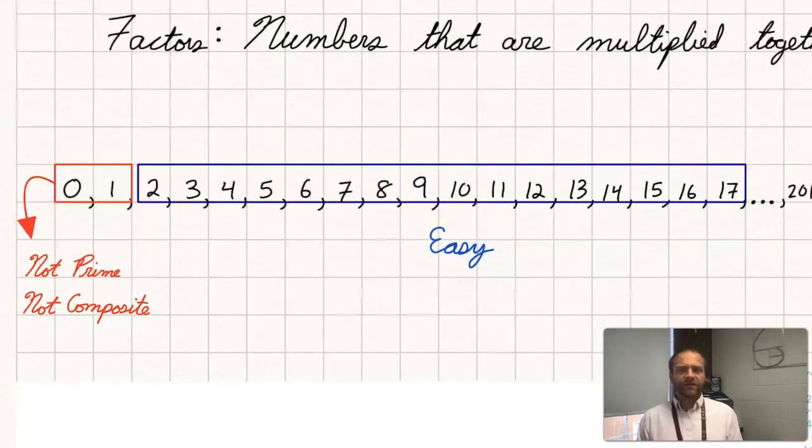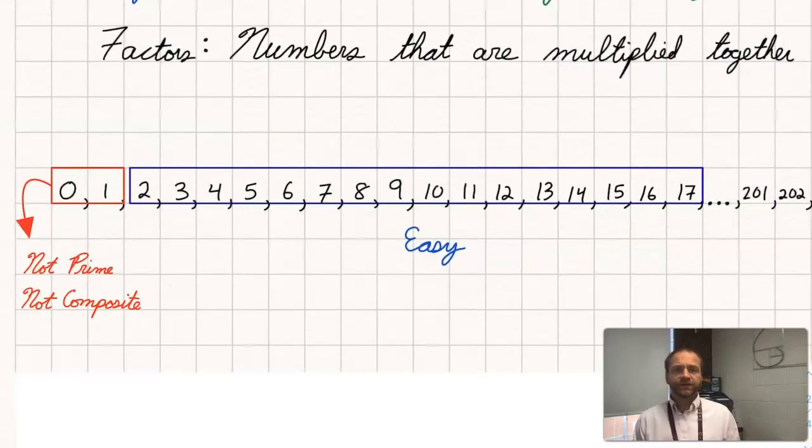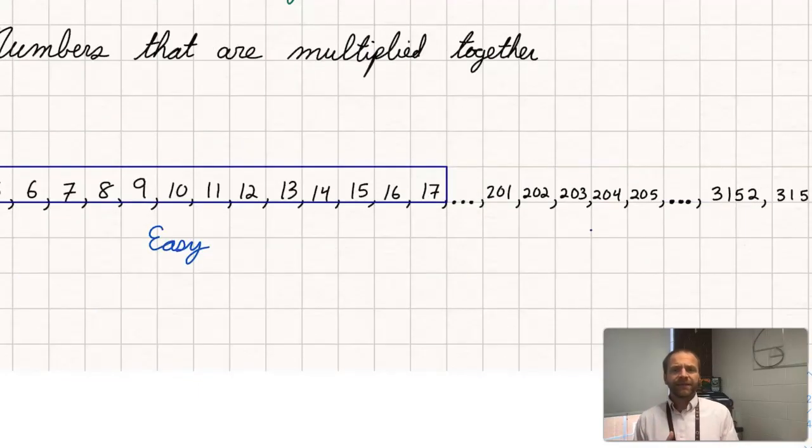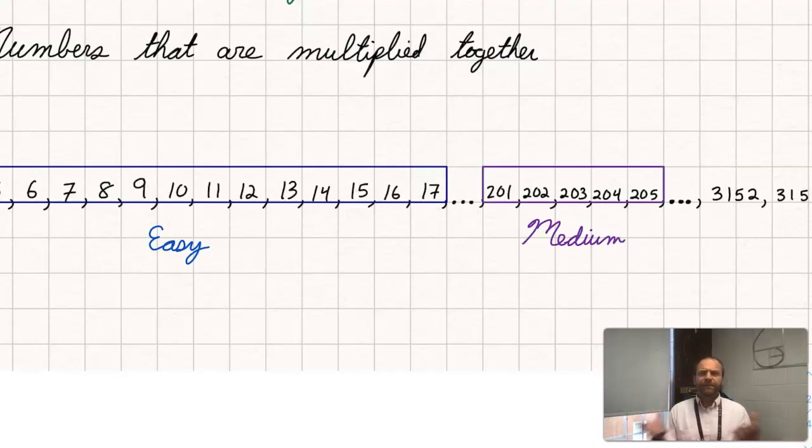But then I jump into some bigger numbers. I jump into the 200s. And in that case, maybe those are going to be just a little bit more difficult. The difficulty level might be medium. Maybe I don't know if 203 is prime. I can't quite figure that one out. Maybe I don't know if 217, 218, 219, maybe I don't know if those are prime, which, by the way, 219 is not prime.